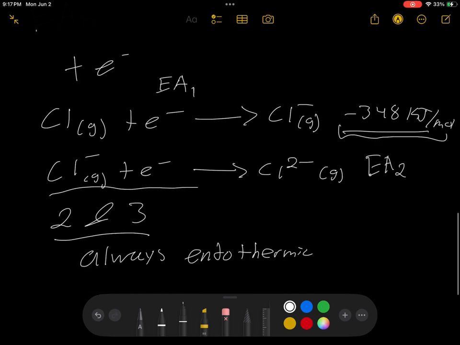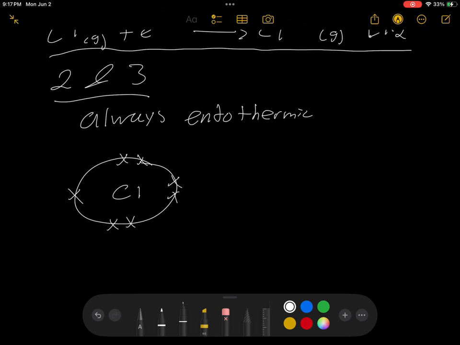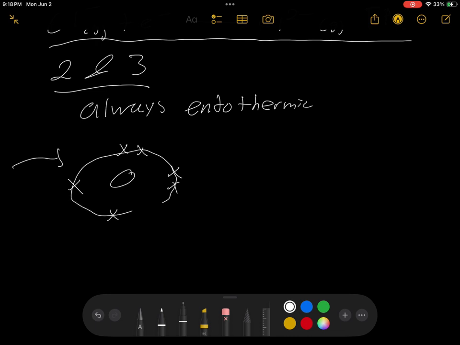But with second electron affinity, it's always endothermic because of this, right? Let's say I'm going to draw the valence shell for chlorine, right? So this is the valence shell for chlorine. It's got 7 valence electrons, right? Once we add an electron, or actually let me do oxygen and chlorine so I can show both affinities. Once we add our first electron, our oxygen now looks like this. One second. And then let me get this guy, right?